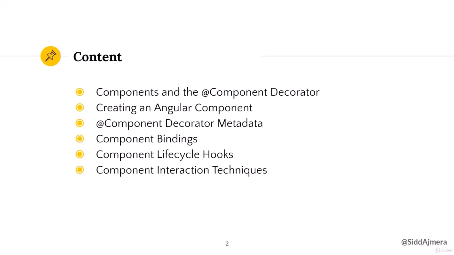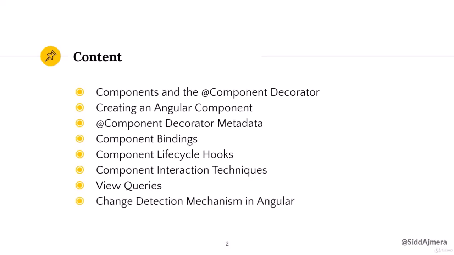So there are different interaction techniques for components in Angular, and we'll have a look at some of them in this section. Then we'll have a look at the view queries. So we'll see how view queries work and how we can have an instance or a JavaScript representation of a template variable in the TypeScript class and how we can use it in order to change the properties and attributes on that HTML element. And we'll conclude this section with Angular's change detection mechanism.